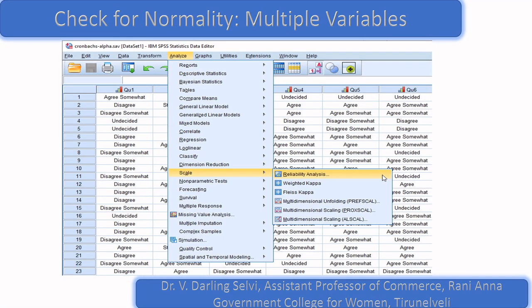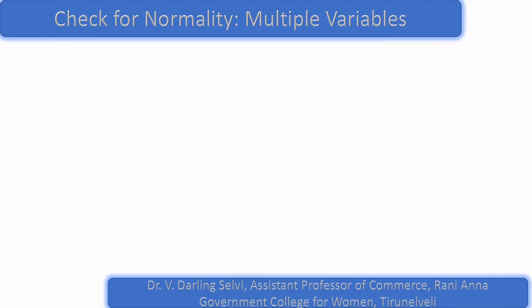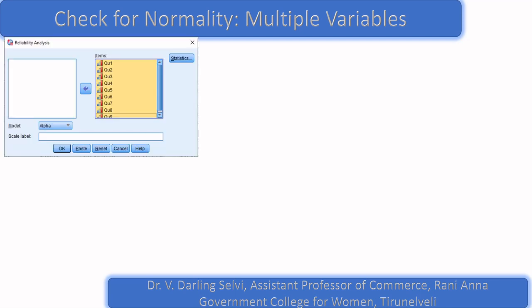Then check for normality for multiple variables. More than one variable can be tested. So these are all the variables entered in connection with the scaling technique, that is, agree some more, disagree some more, undecided. So like that the values are arranged here. Now we can check the reliability of these data with the help of the scaling technique. So now go to Scale and then Reliability Analysis.